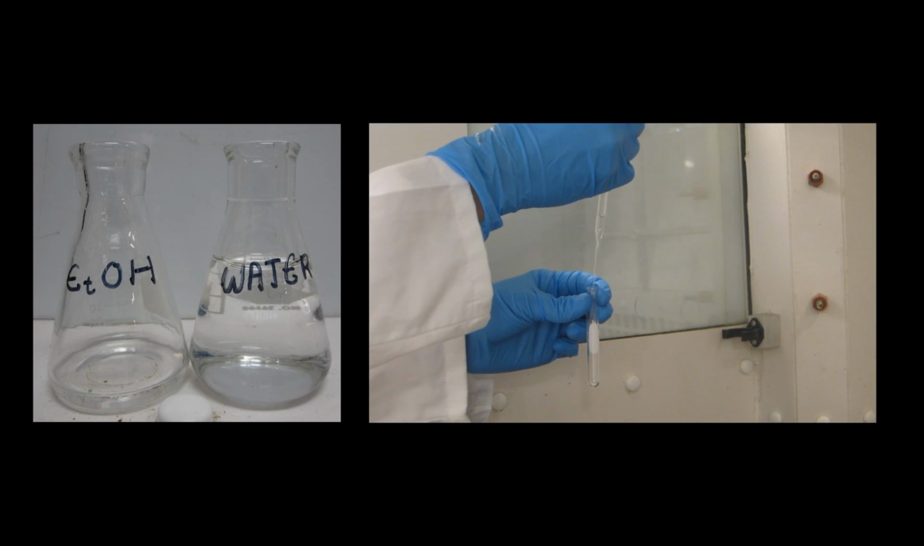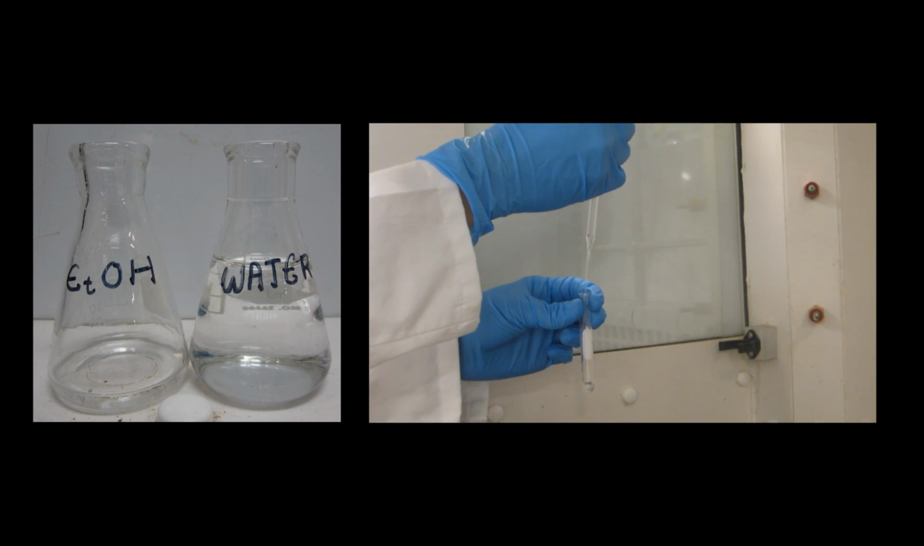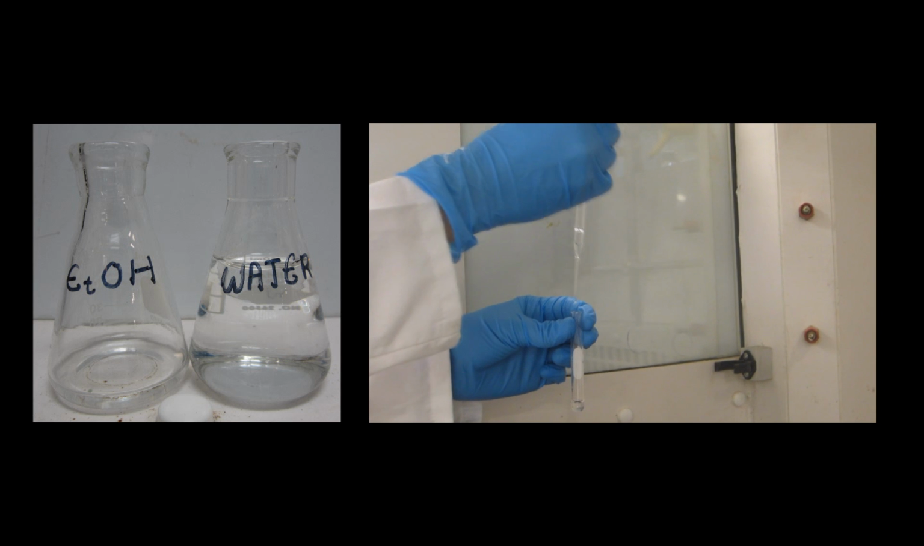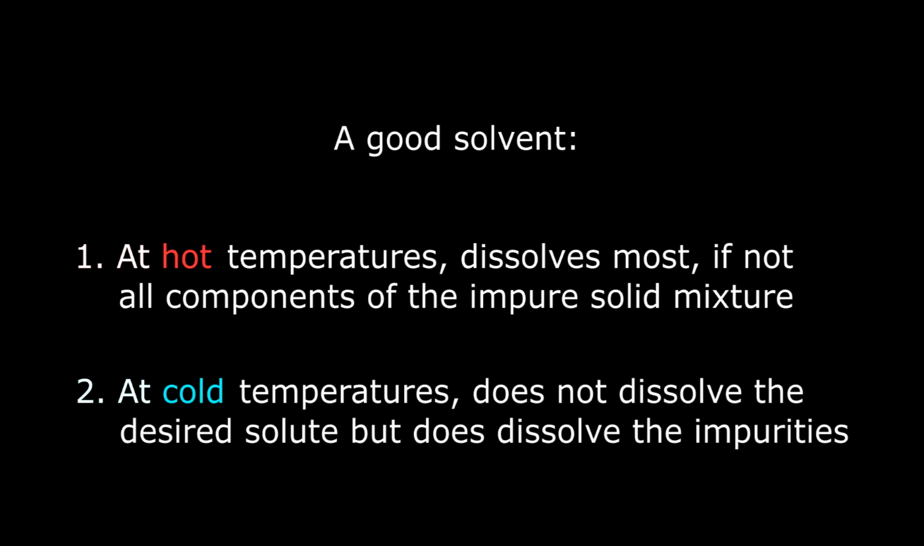Solvent selection is the first step in recrystallization. If the ideal solvent is not known, it will need to be determined experimentally. Remember, a good solvent is one that, at hot temperatures, dissolves most if not all components of the impure solid mixture, and at cold temperatures, does not dissolve the desired solute, but does dissolve the impurities.